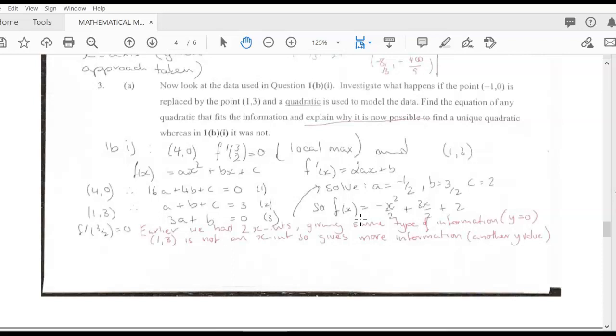Okay, so just looking at the information from 1b, part I, we had the point 4, 0, we had the gradient is 0 at x equals 3 on 2, and we know that's a local maximum. And now instead of the point -1, 0, we now know the point 1, 3 is on the curve. So what we have is 3 equations. So you can see here, 1, 2, and 3, just substituting in the 3 bits of information.